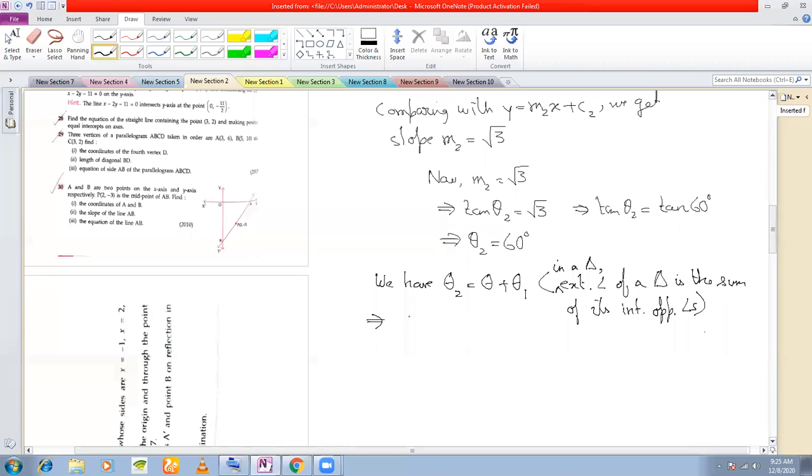Okay, now just put the values. Theta 2 we have got 60. Okay, theta we need to determine, and theta 1 we have got as 45. That's it. So what is the angle between the lines? Angle between the lines is 60 minus 45, which is 15 degrees. Clear?